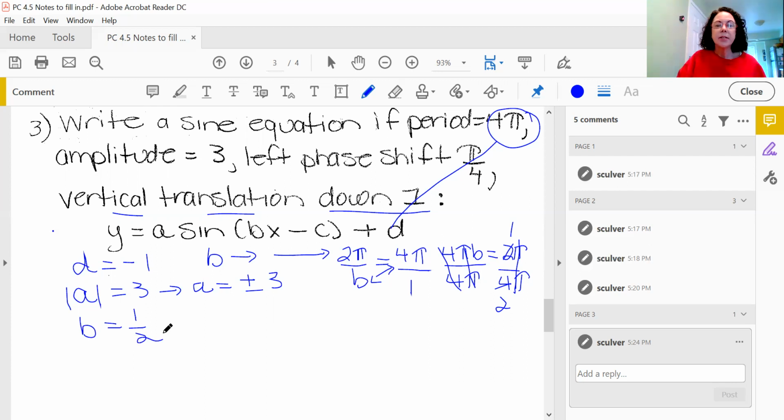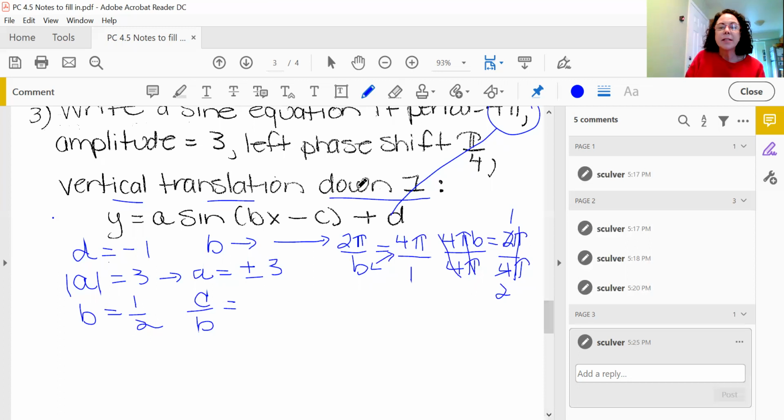Next, let's do our phase shift. It's a left pi over 4. So here is the formula for my phase shift: C over B. Notice that I needed the B before I could figure out the phase shift. The phase shift is left pi over 4, that is, a negative pi over 4 is my phase shift.